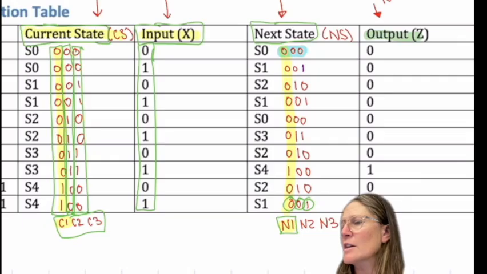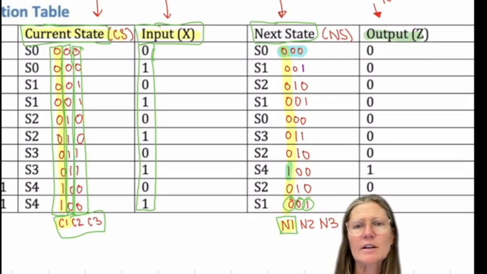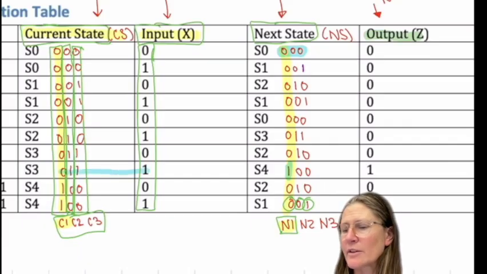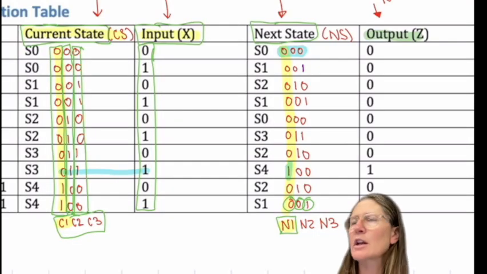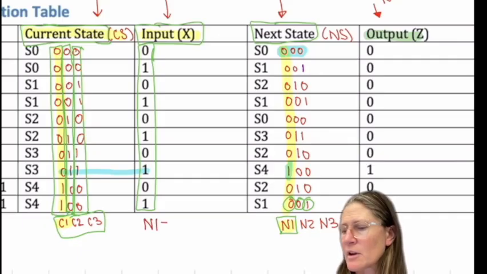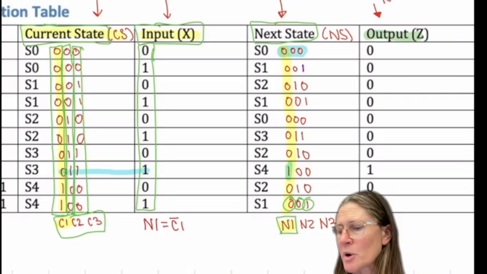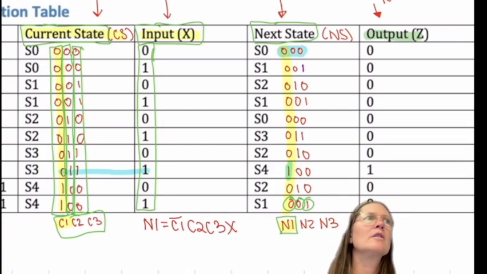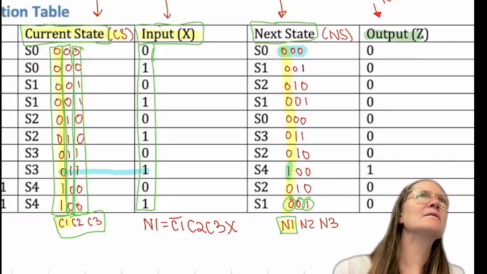So on that, I then look at when I have a 1, which is just right here. And that is only going to be this one case here. I do this just like any other truth table. It would just be that N1 is going to be C1 bar, C2, C3, and X. And that's what's going to be in that logic portion of this in that first box. Does that make sense? Does that help?